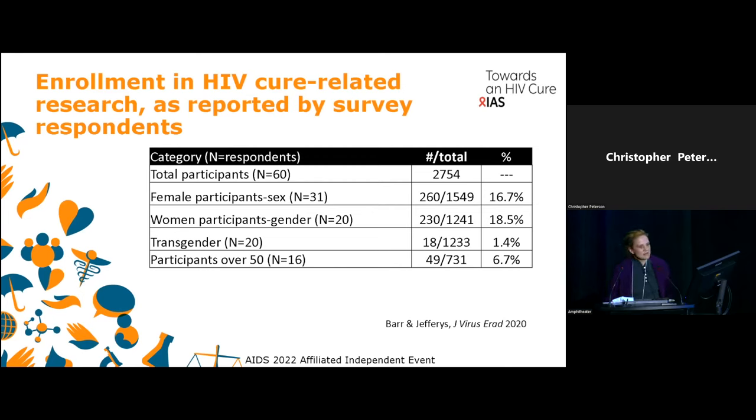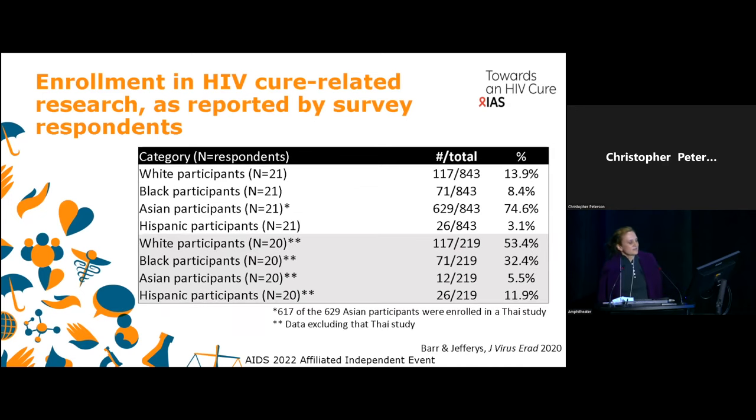We also asked how many of their participants were women, because sex and gender are not the same thing. And we did receive a response that 18.5% of currently enrolled participants in 2019 were women. 1.4% of participants enrolled in open studies in 2019 had identified themselves as transgender to the research team, and 6.7% of participants were over 50. And so this is, I think, similar to other findings that have been documented elsewhere.